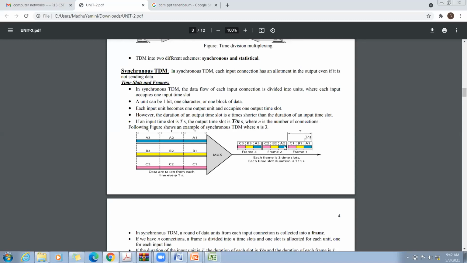One point I mentioned here. Each input connection has an allotment in the output, even if it is not sending the data. Let's take an example. At this point of time, see my cursor, A is transmitting the data, B is not transmitting the data, C is transmitting the data. Let us assume A and C are transmitting the data, B has nothing to send. Still we allocate a frame.